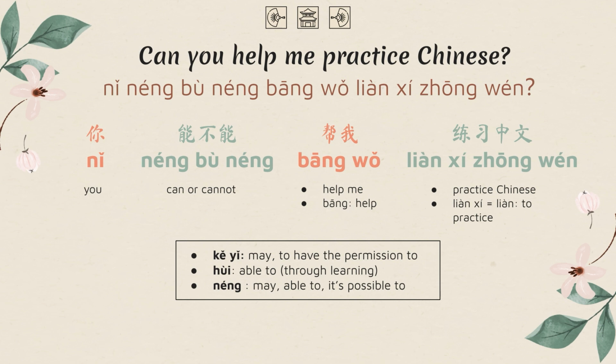能 could mean both. It could mean to have the permission to do something, may do something, or to have the ability to do something. You can also use 能 to mean it's possible to do something. For example, 明天我能去你家。Tomorrow, it's possible for me to go to your house. 明天 is tomorrow. 去你家 to go to your house. So hopefully, this helps you differentiate these three very similar words. So the answer to this question is hopefully an enthusiastic 能 or 当然能。当然 means of course I can help you.